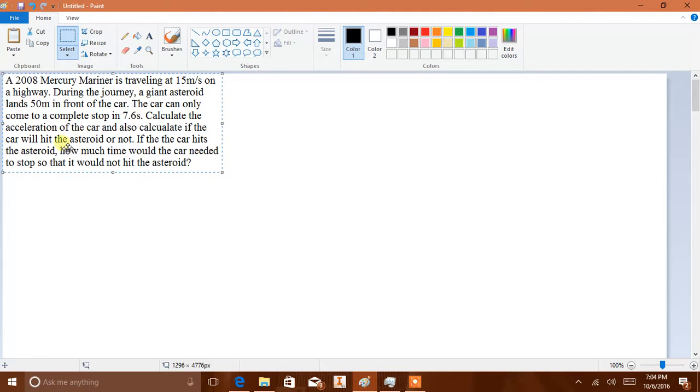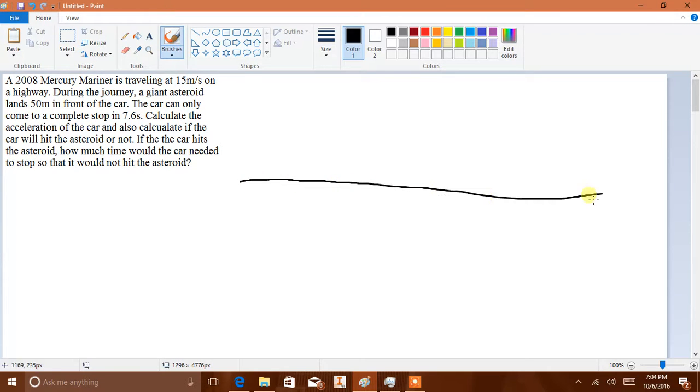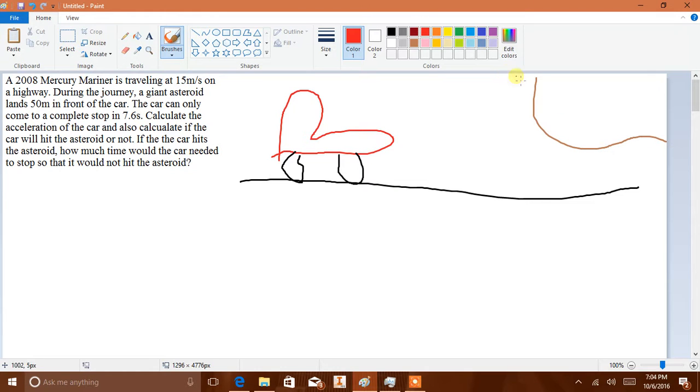Magic. All right. So the problem right here is asking: a 2008 Mercury Mariner, possibly my car, is traveling at 15 meters per second on a highway. And there's our highway. During the journey, a giant asteroid, with some fire on it, is landing 50 meters in front of the car. So this little jerk is landing right there in the middle of this guy's drive.